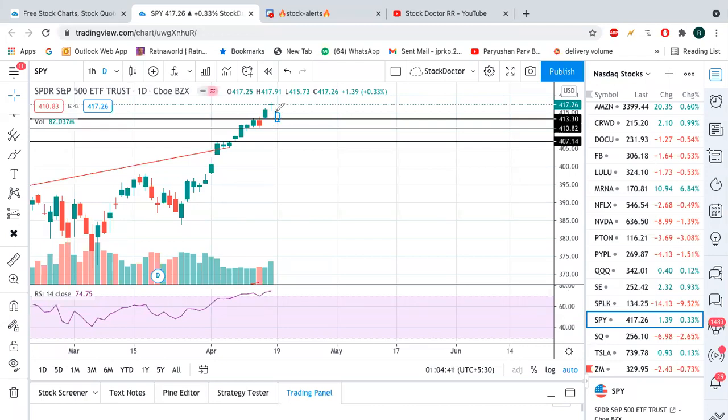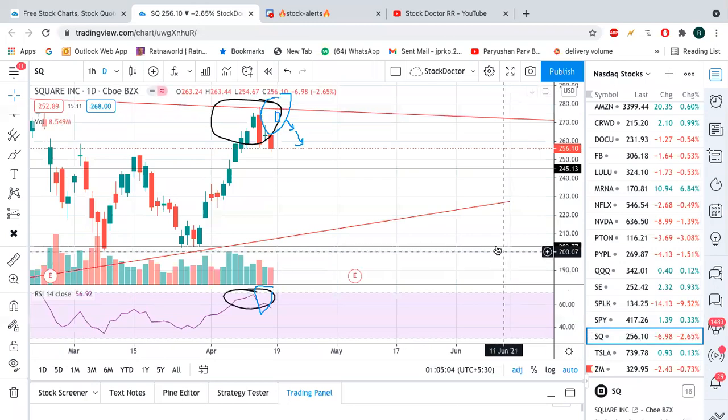and a stock like this, which creates an evening star pattern with the RSI high, has a high probability of going towards 410 and 407. The stock will go further up only if it starts trading above 418.